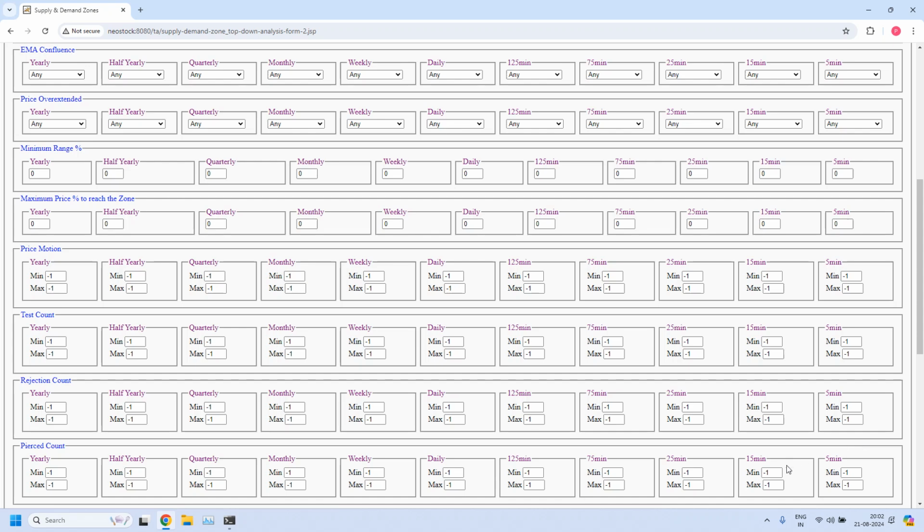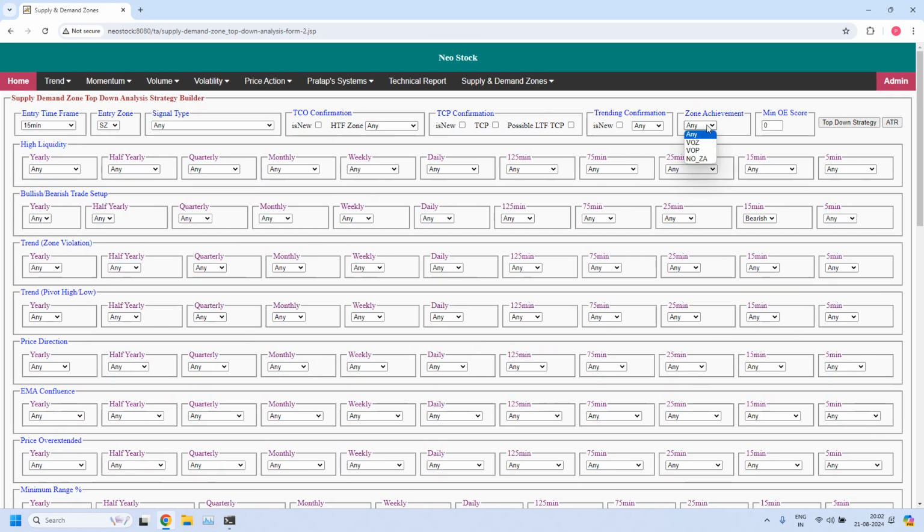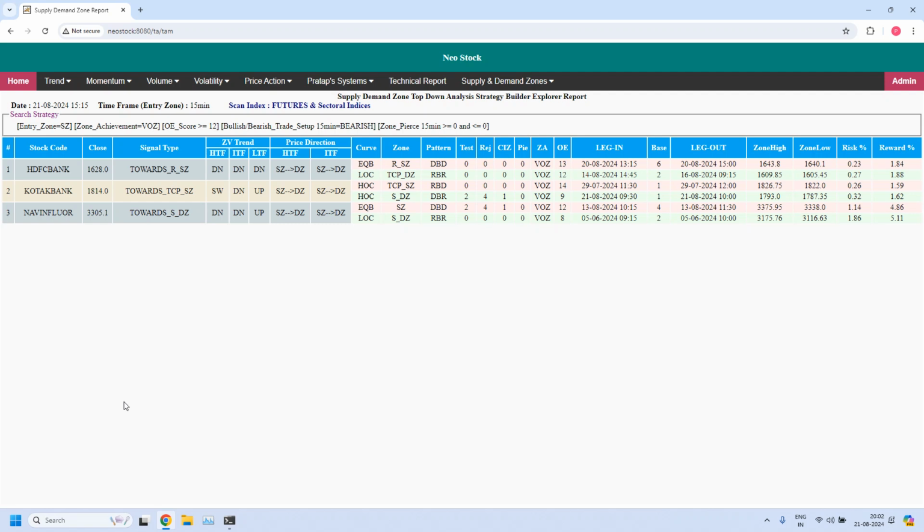So in the pierced count, 15 minutes time frame, minimum value is 0, maximum value is 0. Zone achievement is violated opposing zone, minimum odd enhanced score is 12. All the three filters are applied to the 15 minute supply zone. Now three stocks are filtered, and these three stocks are supporting bearish trade setup for daily income trade.